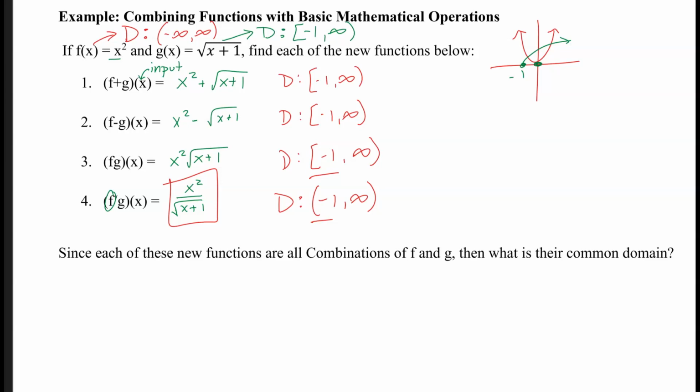Aha! Right there. Over 0. What happens in your calculator if you put divide by 0? Error. It's undefined. You can never divide by 0. So here in this domain, we cannot include negative 1 because if we did, this would be undefined. We cannot divide by 0.